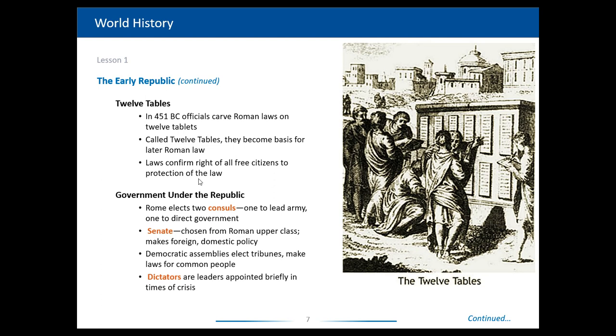The government under the Republic. Rome elects two consuls. One consul leads an army and one directs the government. So there's two consuls, one that leads the army and one to direct the government. The Senate is chosen from the Roman upper class and makes foreign and domestic policy. The democratic assemblies elect tribunes and make laws for common people. Dictators are leaders appointed briefly in times of crisis.